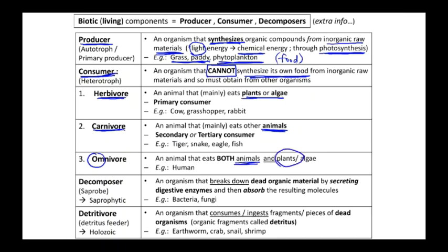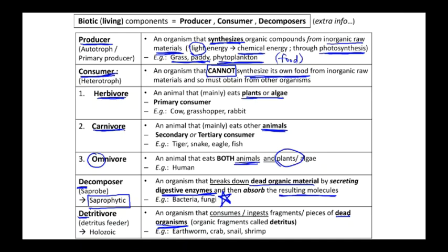What about decomposer and detritivore? Both decomposer and detritivore use the dead organic matter, but they use it in a different way. Decomposer, the feeding mode is saprophytic, which means they will secrete the digestive enzymes externally, break down the dead organic matter, and then only absorb the digested molecules. Examples of decomposers are bacteria and fungi. This is very, very important.